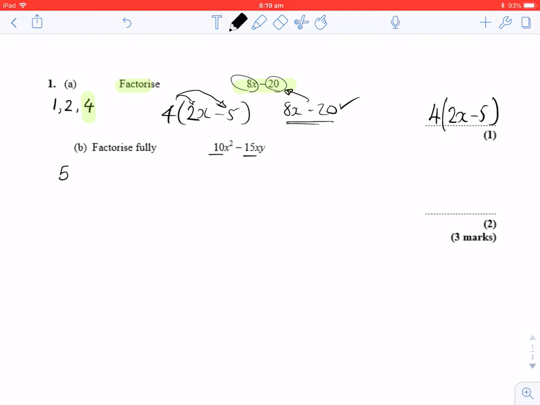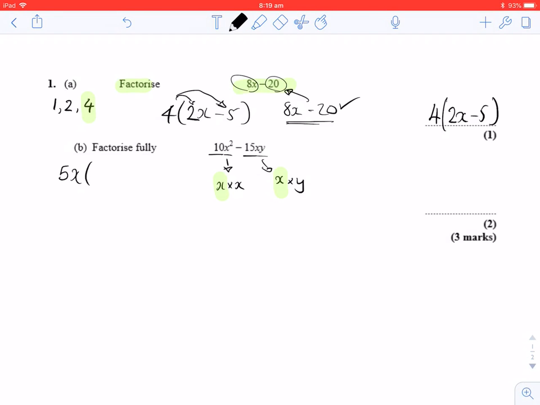Now we've looked at the numbers, we have to look at the letters. Are there any letters that are in both parts? So I've got an x squared here and I've got an x and a y here. Now, because x squared is x times x, and because xy is x times y, we can see that I've got one x in both parts. So I can bring that outside as well and put that as a 5x. So I've looked at the numbers, I've looked at the letters, and I've factored out as much as I can. So now I can open the bracket.